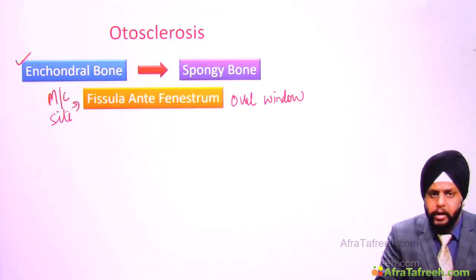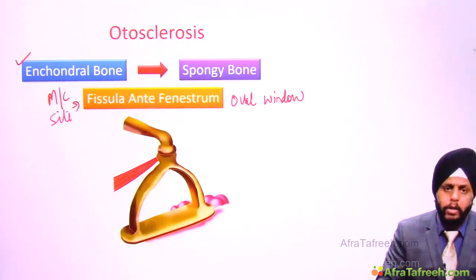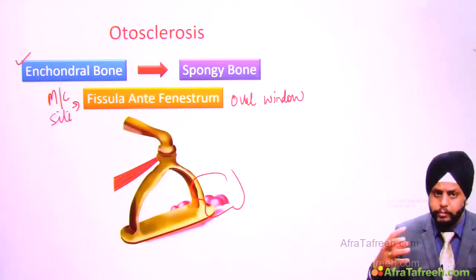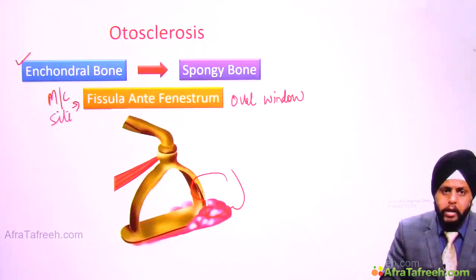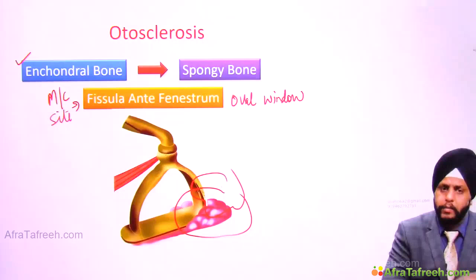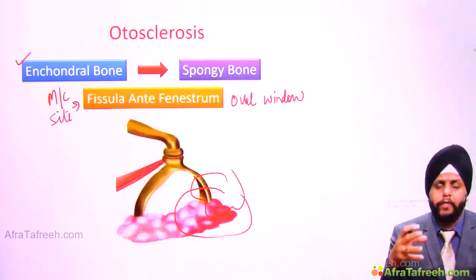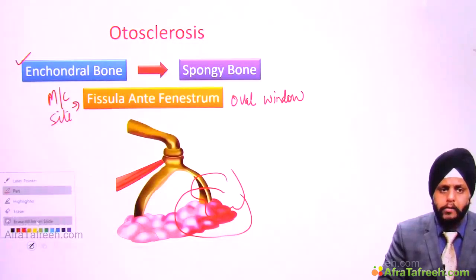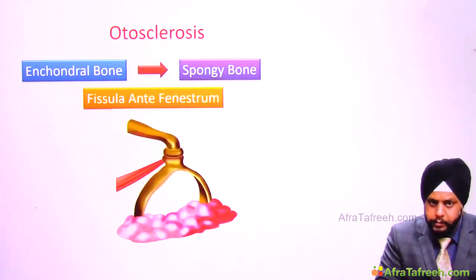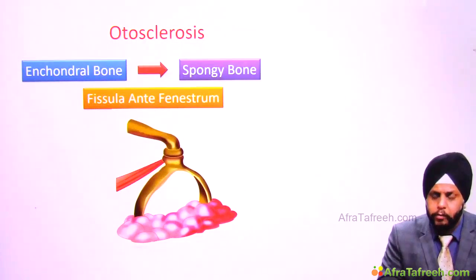So what happens over here? Over here there is formation of spongy bone, which is an unorganized bone, as you can see. So what will this spongy bone do? It will grow, and it starts engulfing the stapes. As you can see over here, it has started to engulf the stapes, and it will keep on engulfing the stapes and fix the stapes foot plate. Now the stapes is not able to move at all. So this spongy bone leads to fixation of the stapes foot plate.